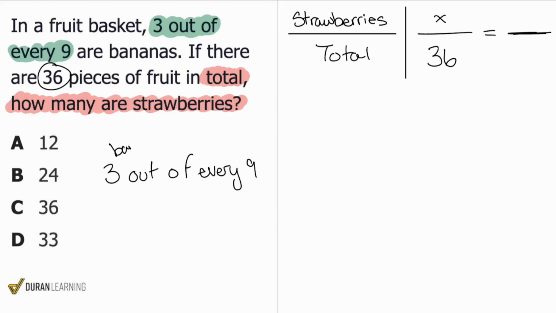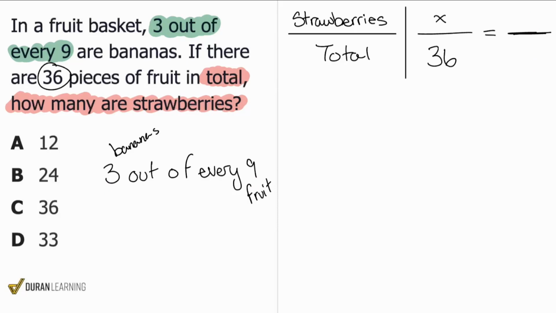So 3 bananas out of every 9 fruit. Again, I'm being very specific here. Everybody, do we see how this sentence gives us 3 bananas out of every 9 fruit? So 3 bananas out of every 9 fruits. So which of these numbers can we currently use, everybody? Can we currently use the 3 or the 9? And where does it go, top or bottom?